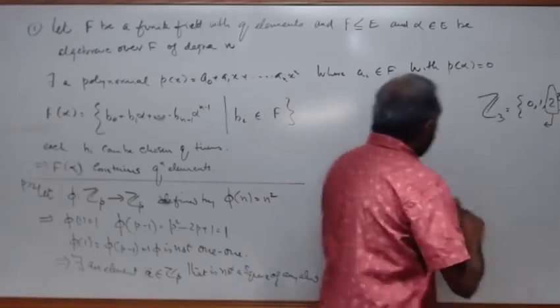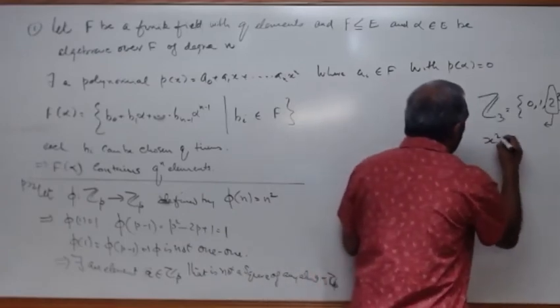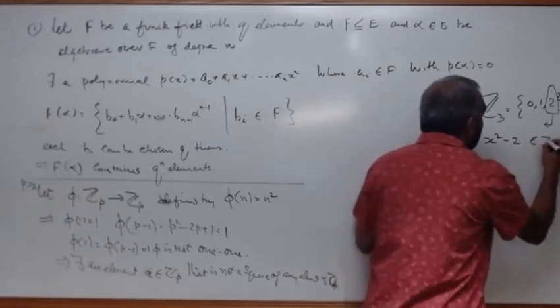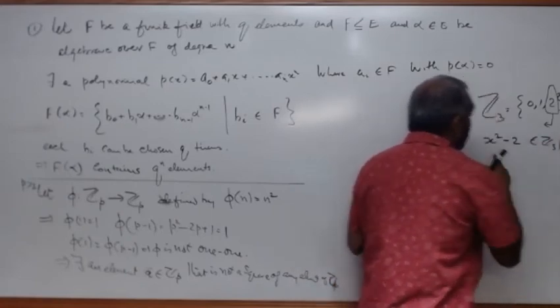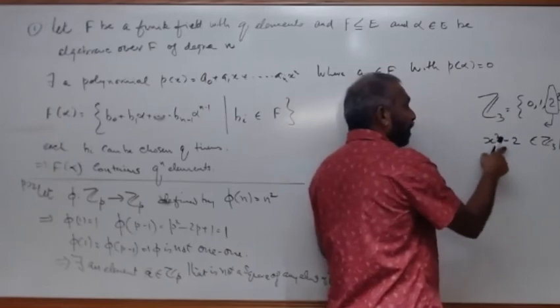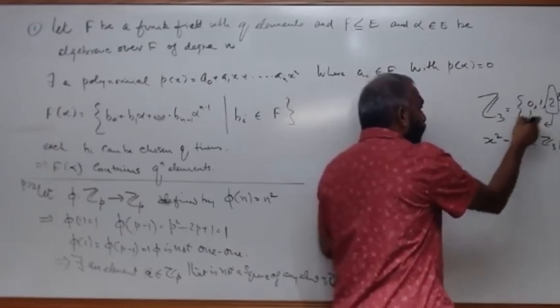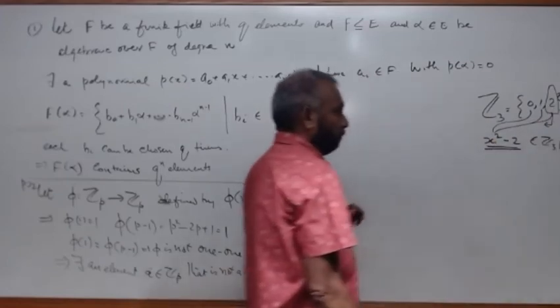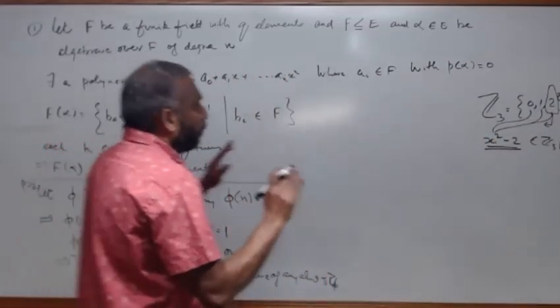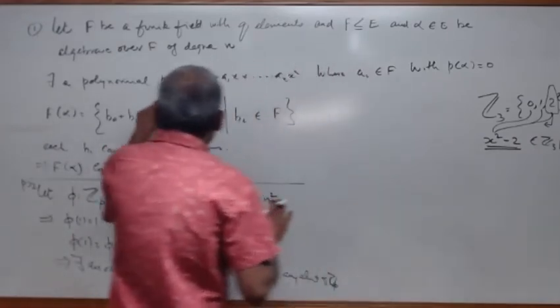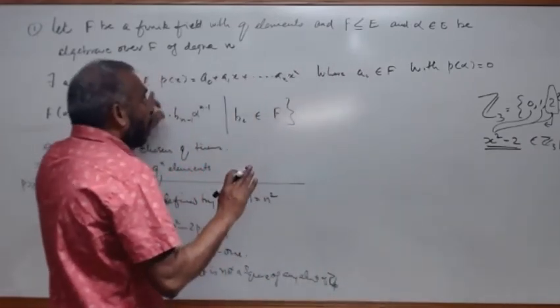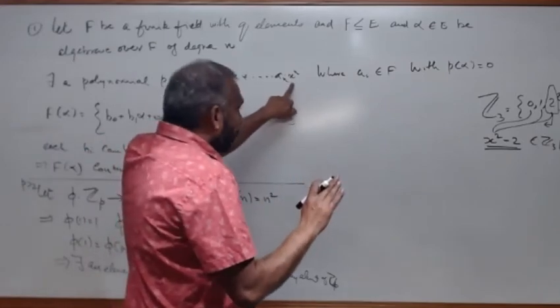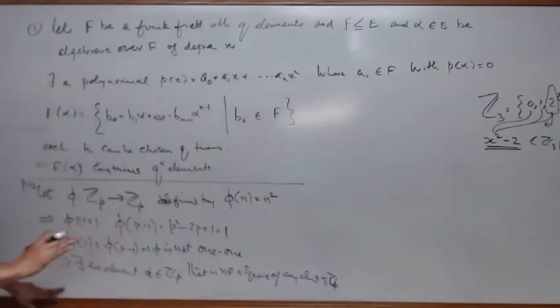So if you consider here x square minus 2, a polynomial over Z3 of x, this will become irreducible, because if you give any values, this will not be 0. So our aim is to find an irreducible polynomial of degree 2 in Zp of x. That is why we have this result.